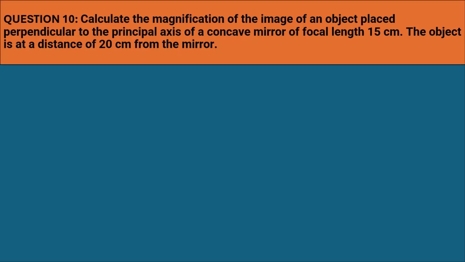Question number 10. This is the last question. Calculate the magnification of the image of an object placed perpendicular to the principal axis of a concave mirror of focal length 15 centimeter. The object is at a distance of 20 centimeter from the mirror. Now, what is the focal length of a concave mirror? It is minus 15 centimeter.